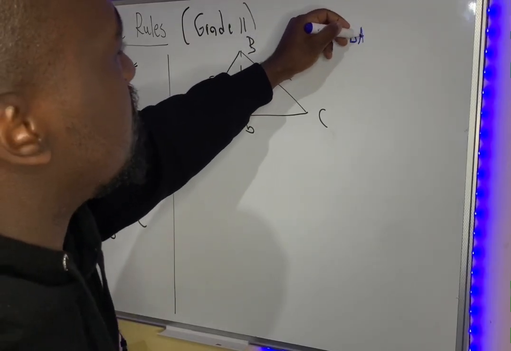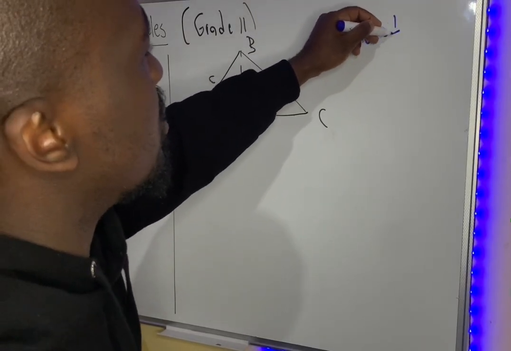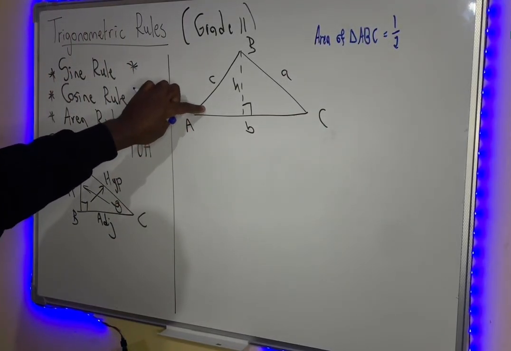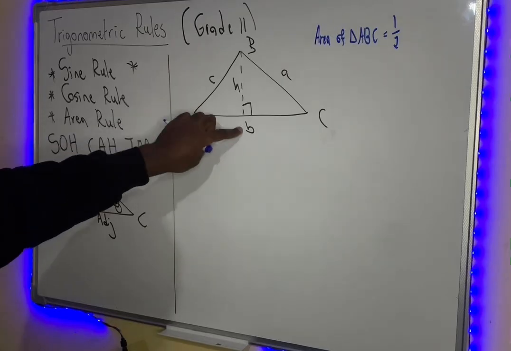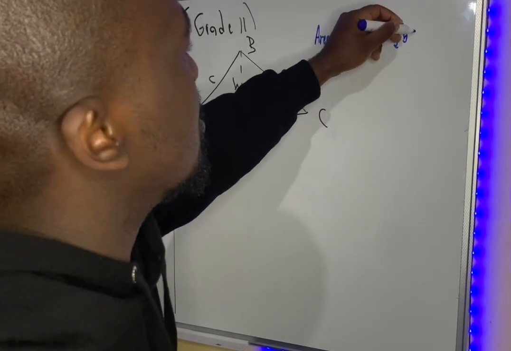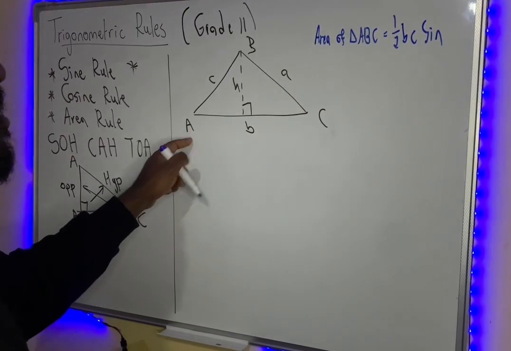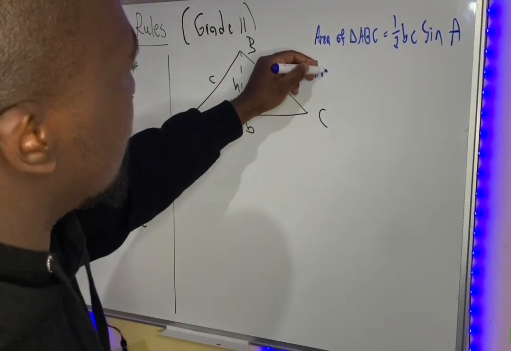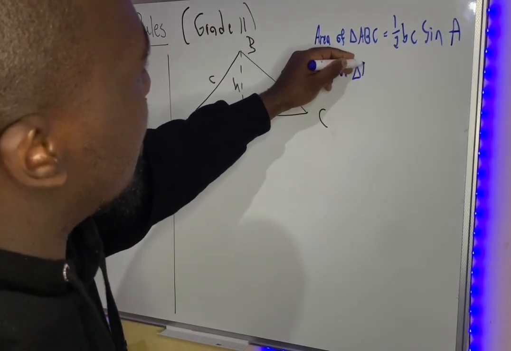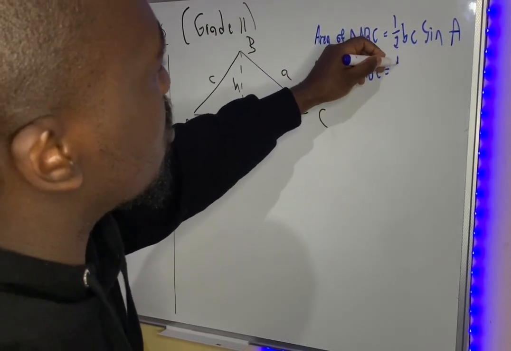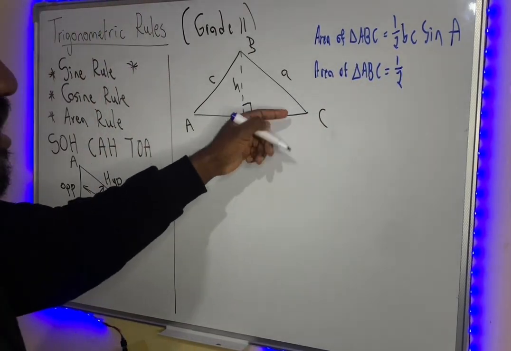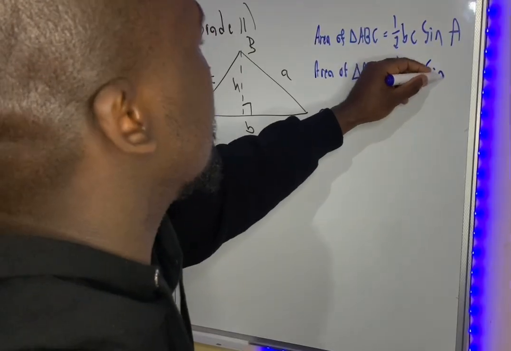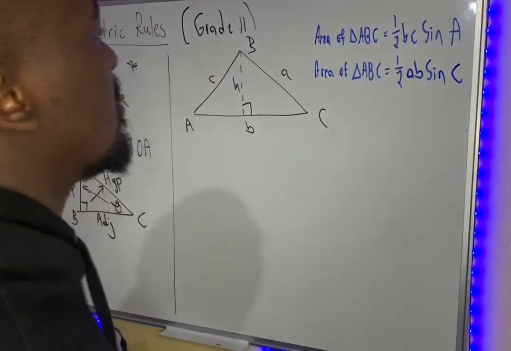of triangle ABC, which is equal to 1 over 2. If you're looking for, this is the angle that is given, so it's going to be BC sine this angle here, which is A, right? If you are given this side here, you're going to say area of triangle ABC is equal to 1 over 2, and you are given this angle here, so it's going to be AB sine C here, sine C.